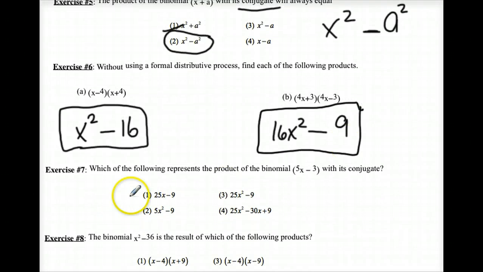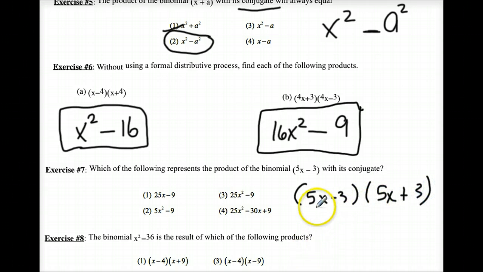Which of the following represents the product of 5x minus 3 with its conjugate? So for 5x minus 3, the conjugate is 5x plus 3. I multiply: 5x times 5x is 25x squared. So I know choice 2 is gone. And I know it's going to be a minus. I know 4 is gone because there's no b term. And then 3 times 3 is 9. So it's choice 3. That's all it is.